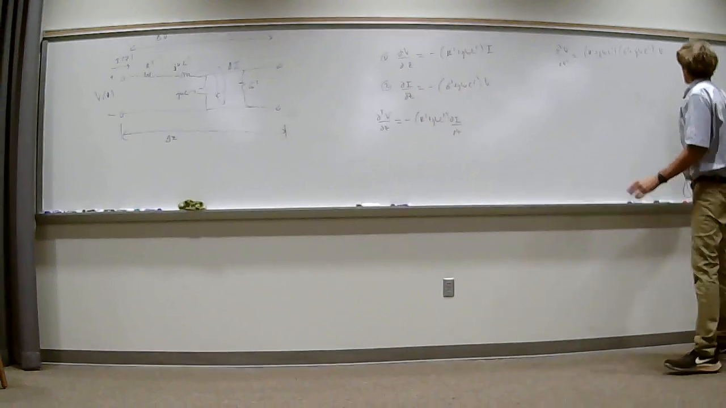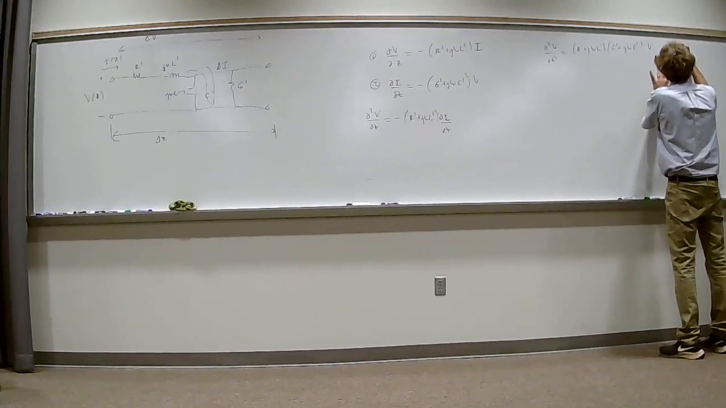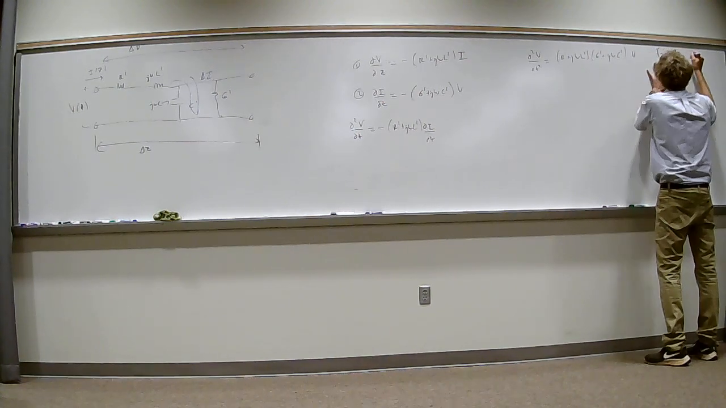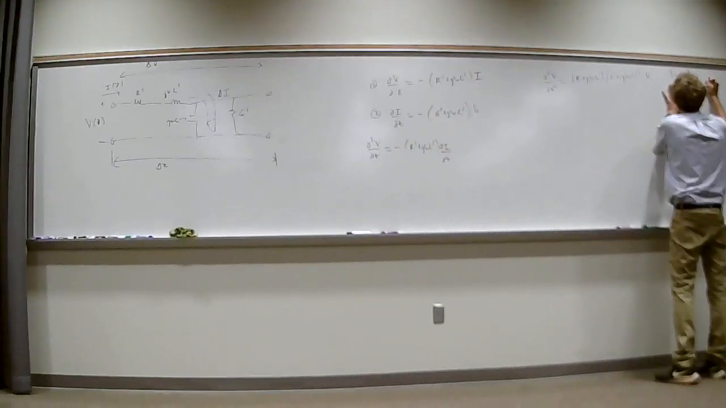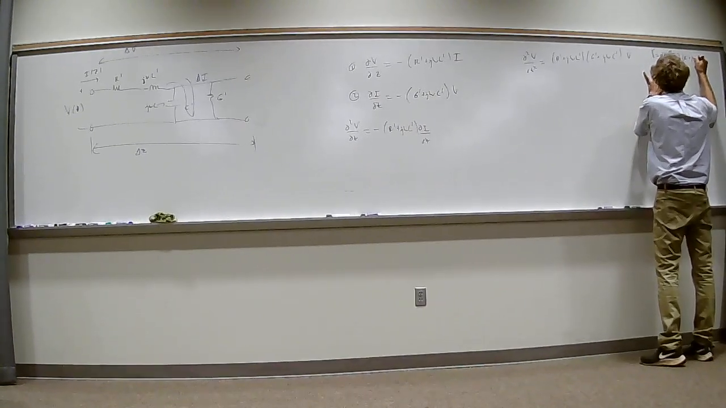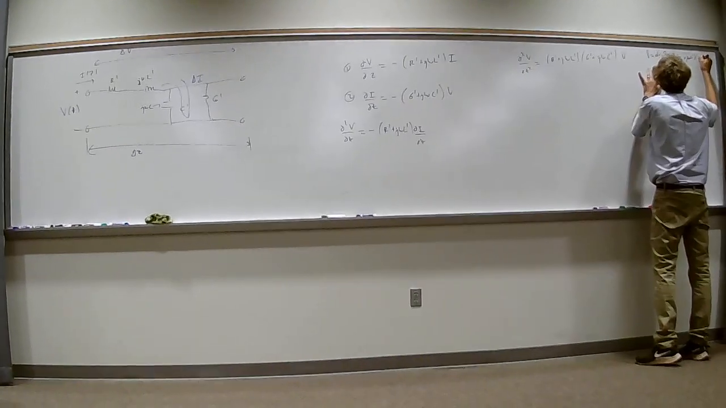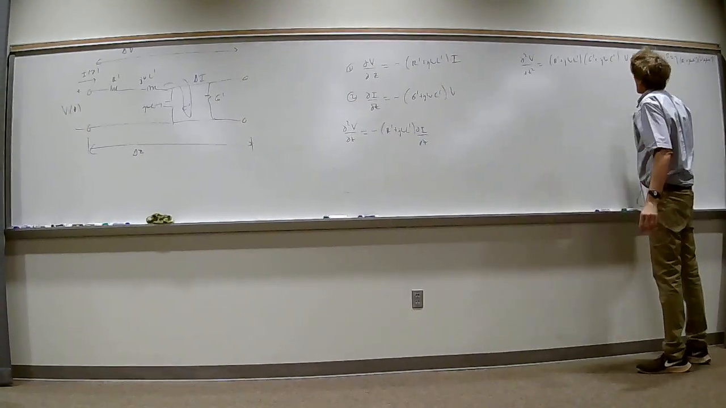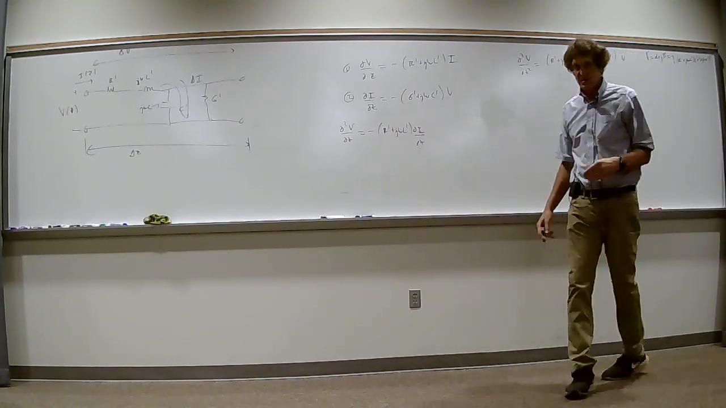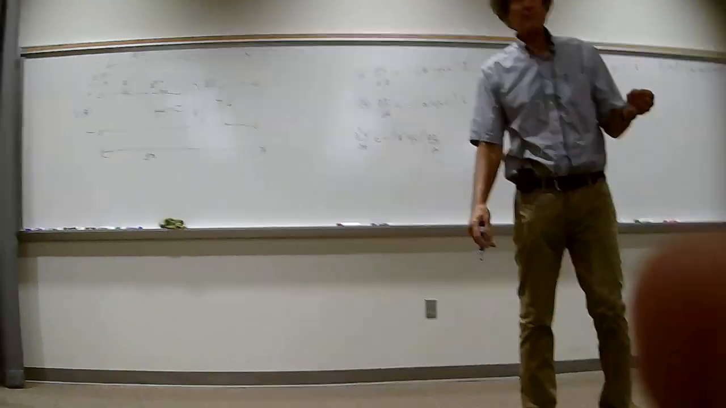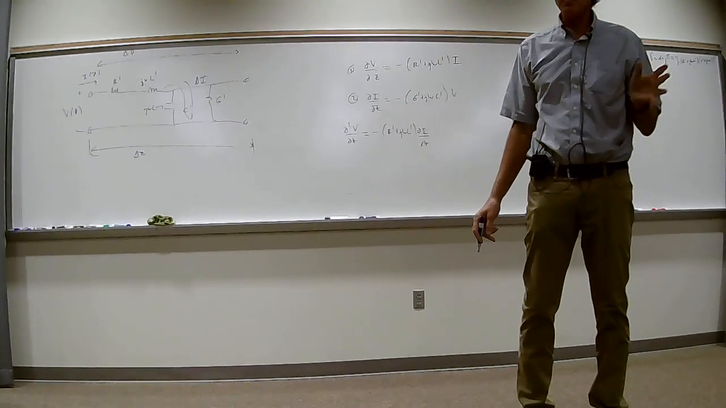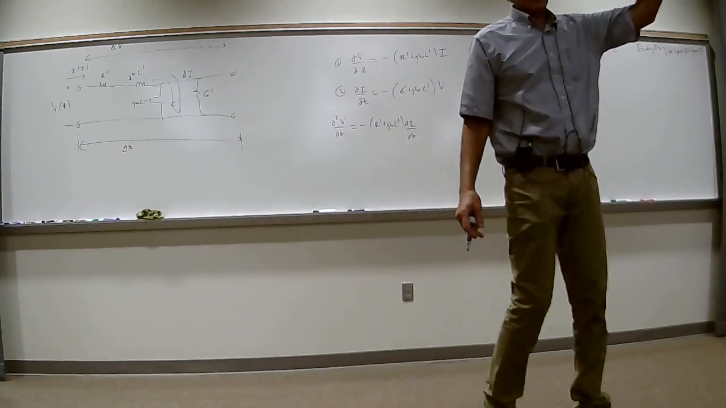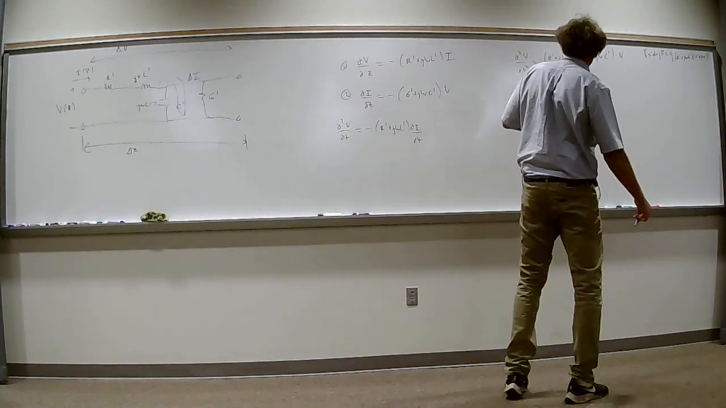Now, at this point, I might as well just reintroduce that constant gamma, which is alpha plus J beta, and that's equal to the square root of R prime plus J omega L prime times G prime plus J omega C prime. I hope you can all see that. And that's called the propagation constant. This is from the last lecture. Alpha, the attenuation constant, is in Nepers per meter, and beta is the wave number. I'm going to remember that. Okay, I'm just going through, trying to go through quickly.